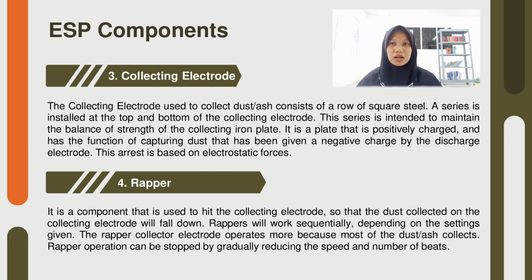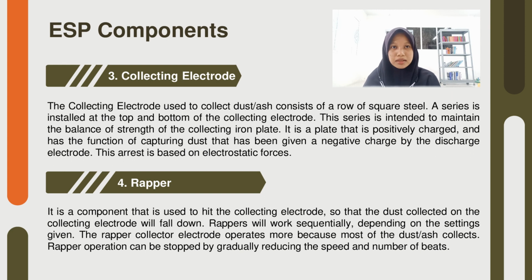The next is the collecting electrode. The collecting electrode used to collect dust or ash consists of a row of square steel. A series is installed at the top and bottom of the collecting electrode. This series is intended to maintain the balance of strength of the collecting iron plate. It is a plate that is positively charged and has the function of capturing dust that has been given a negative charge by the discharge electrode. This capture is based on electrostatic force.